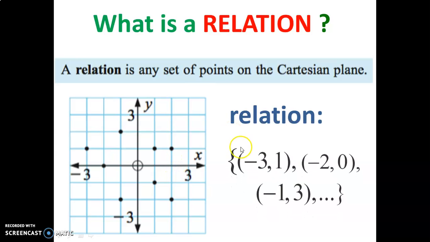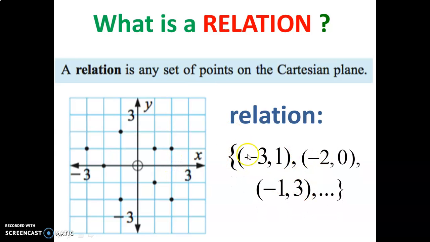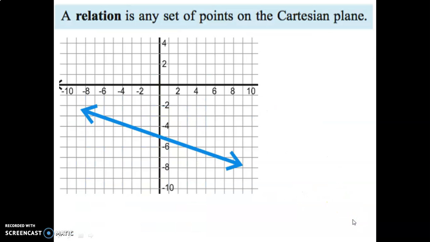So to write this relation, we can write it as the set of all those points we see. These curly brackets are what we use in mathematics to represent a set. So by putting this here and here, we're saying here is a set of points that we see here. In this case, the points are finite. There are only, it looks like, 8 of them, so we can list all 8 in one set.